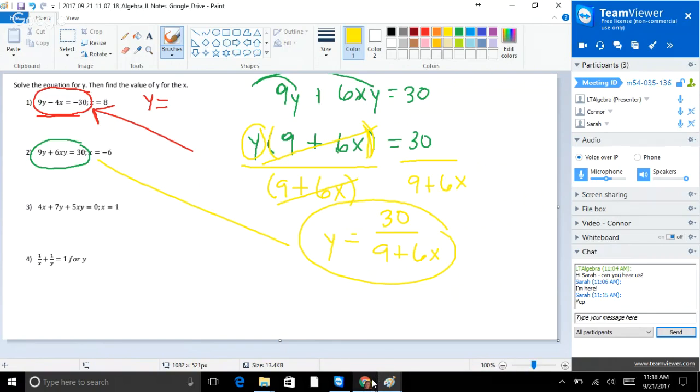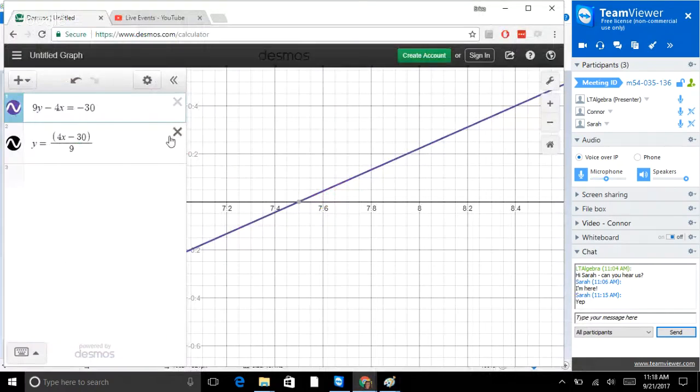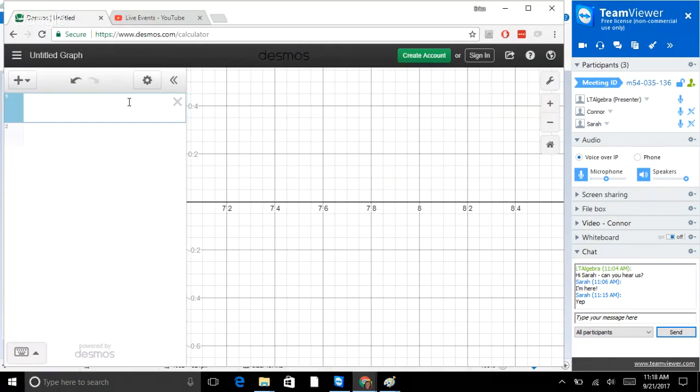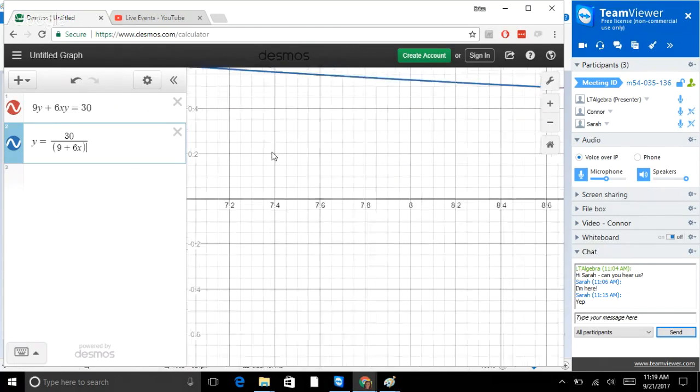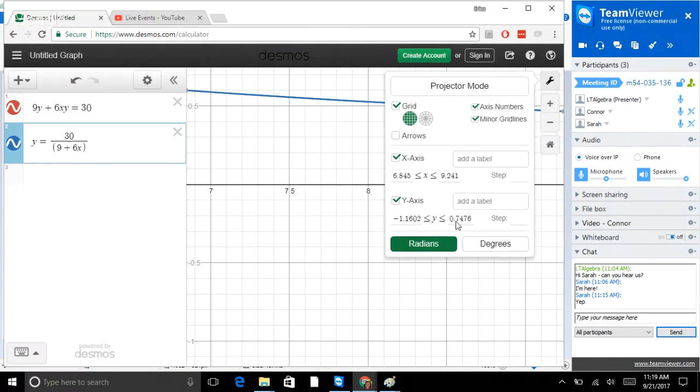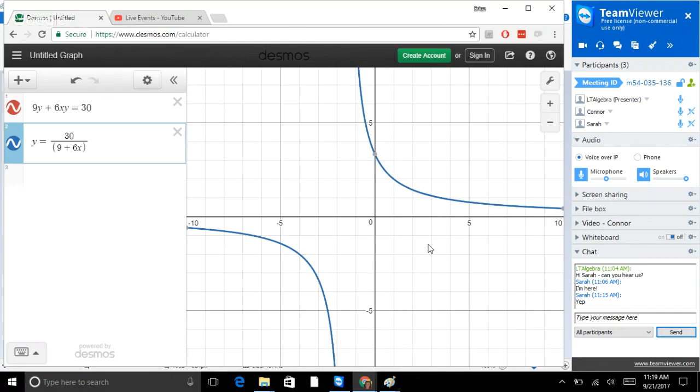Let's see if we throw that up on Desmos really fast. Let's just double check our work. Okay, so I have 9y plus 6xy equals 30. I have to change my graph window so I can see that. And we said that it was y equals 30 divided by 9 plus 6x. I can't see anything, so let me... default zoom. There we go. Oh, that's a pretty graph.